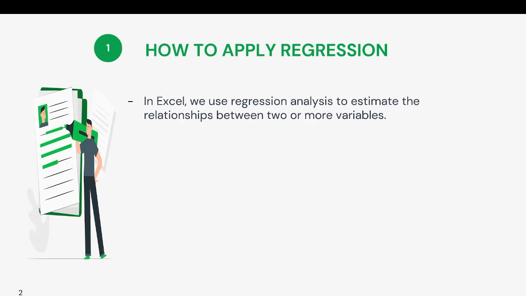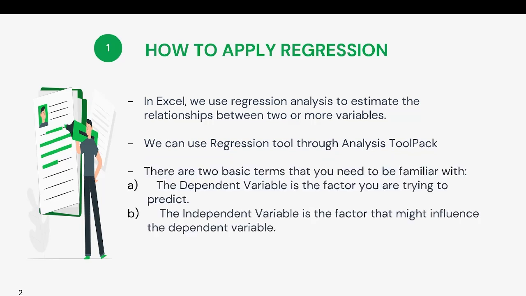In Excel, we use regression analysis to estimate the relationship between two or more variables. We can use the regression tool through Analysis ToolPak. There are two basic terms that we need to be familiar with. The dependent variable is the factor that we're trying to predict, and the independent variable is the factor that might be influencing the dependent variable. Let's go to our Excel file to understand this better.